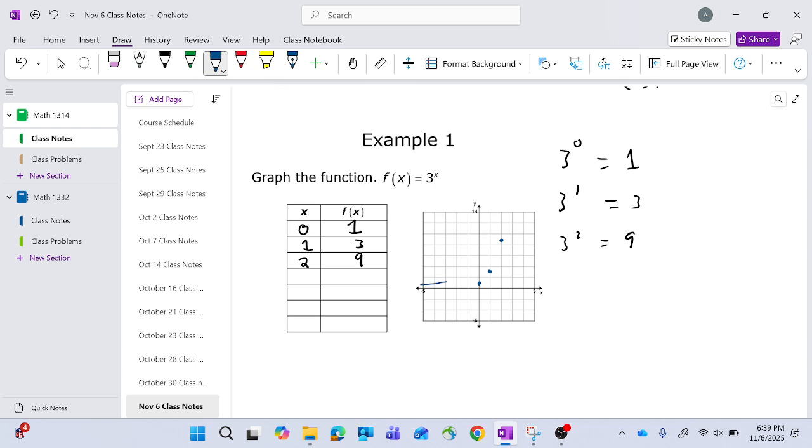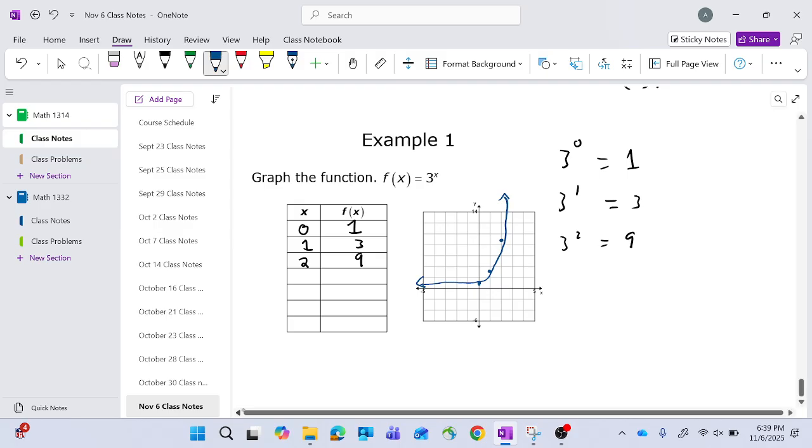And what you get is that the graph's going to look like this. That's what an exponential function looks like. It's going to start shooting up very, very quickly because exponents get very big very, very quickly. And we're not going to continue, so let's do dot, dot, dot.